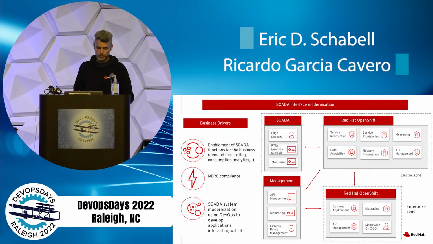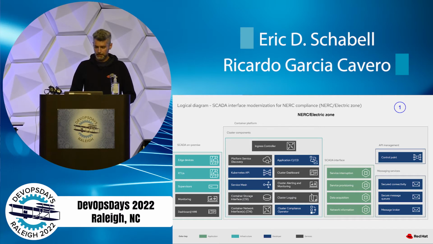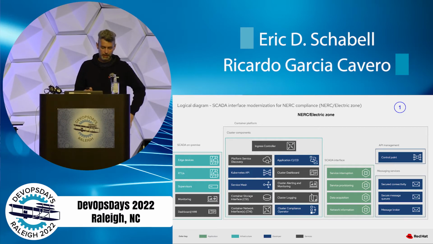Then we move on to the logical design. Here we need to split it into 2 because it's quite complex, so that you can see the different parts of it. Part 1 is for the electric zone that we have seen, part 2 is for the enterprise zone, and part 3 is for the control plane for the management. If we zoom into the electric zone, we can see that the components are the SCADA, all the applications and devices that can be there, for example, edge devices, as we said, RTUs, so remote terminal units, all the supervisors, the monitoring applications, the dashboards.